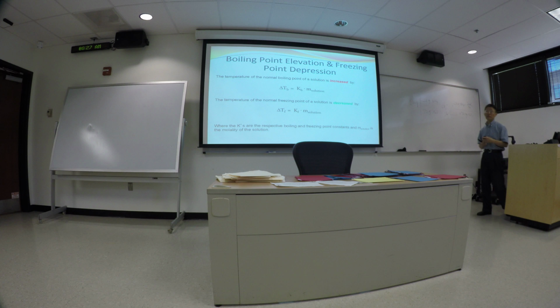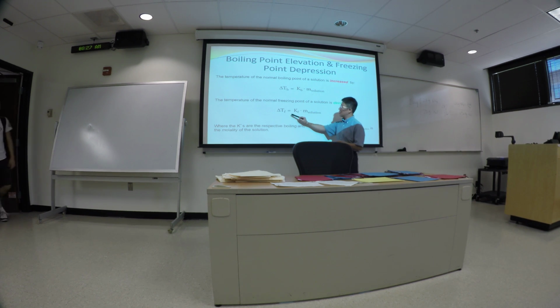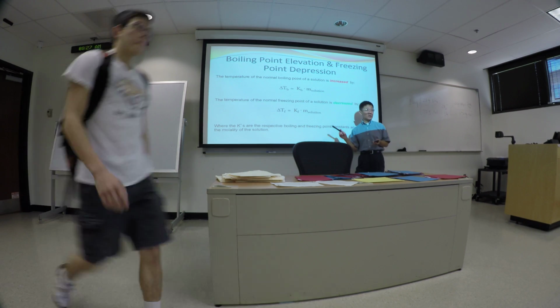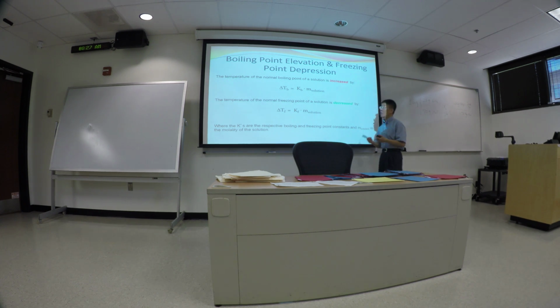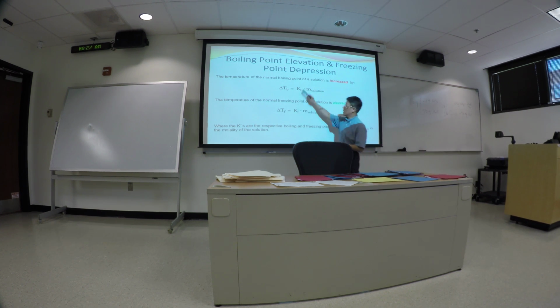How do we do the quantification there? The change in boiling point or the change in freezing point is directly proportional to the molality of the solution. Now, Kb or Kf, and those are what we call the freezing point or boiling point constant for pure solvent. Different solvents will have a different constant, so we're going to give you these numbers here.